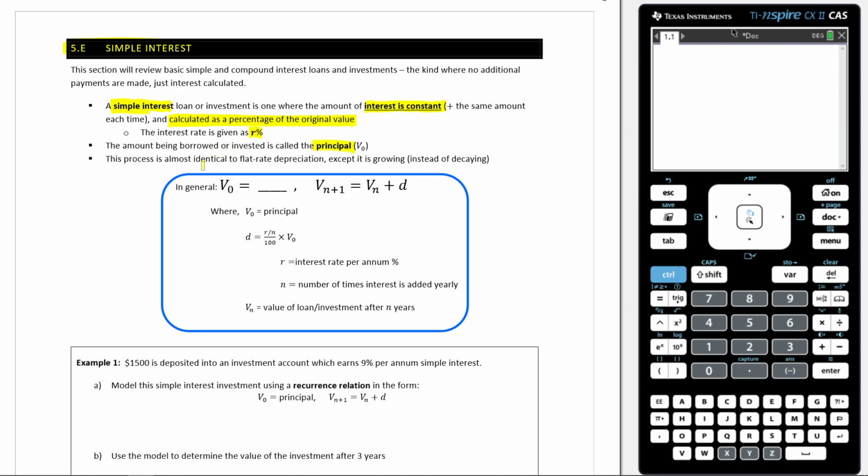The process is almost identical to flat rate depreciation, except it is growing instead of decaying. So in terms of simple interest, think of it as the opposite of flat rate depreciation. One is growing, one is decaying. That's the only difference there. Here is our recursion relation for it. So as you can see, we've got our principal amount here. And then to find the next term, you take the current term and add on whatever your constant interest is. That's why you're adding something there.